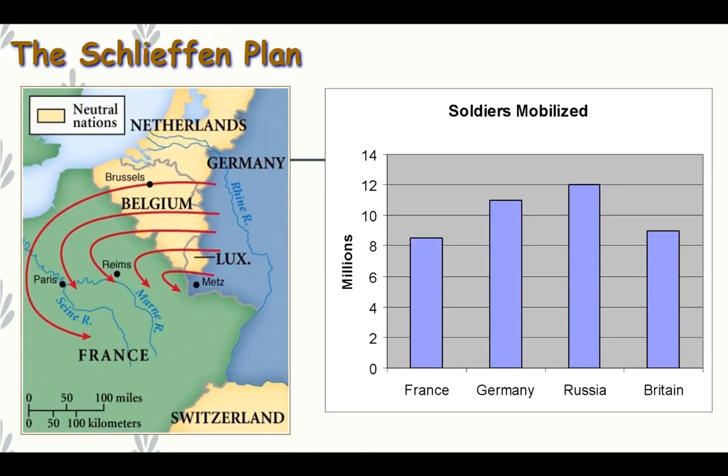All right, we're going to take a look at the Schlieffen Plan for a minute, as well as the soldiers who were mobilized. So first, you can see France, Germany, Russia, and Britain mobilized millions of soldiers during World War I. But what we have to look at is the Schlieffen Plan. And when we're discussing why Germany is going to end up taking the blame for World War I, this is why. Well, this is one of the reasons why, but this is the biggest reason why.